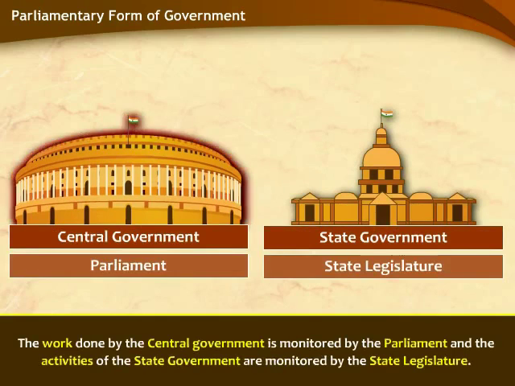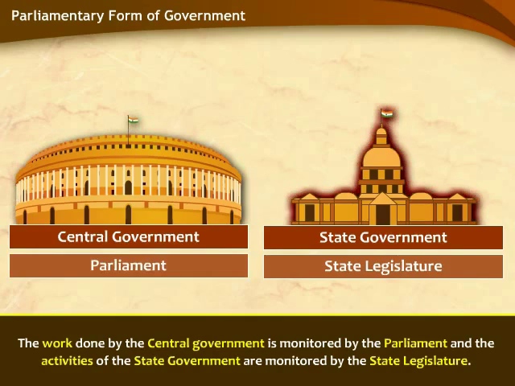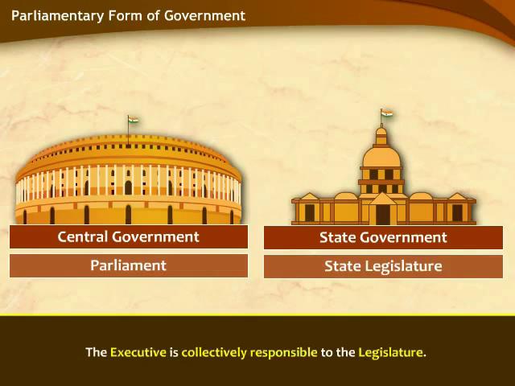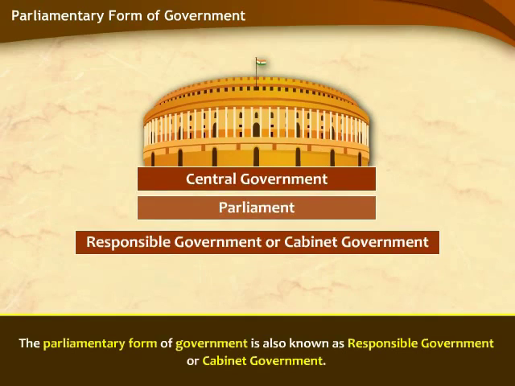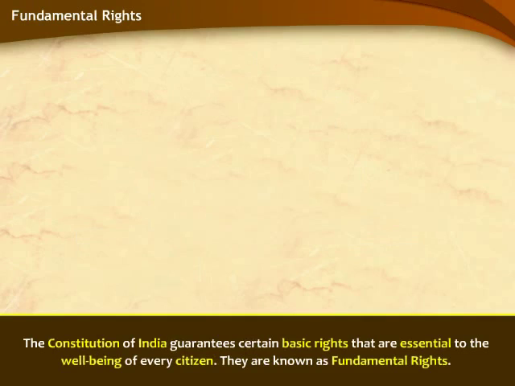The work done by the central government is monitored by the Parliament, and the activities of the state government are monitored by the state legislature. The executive is collectively responsible to the legislature. The parliamentary form of government is also known as responsible government or cabinet government.